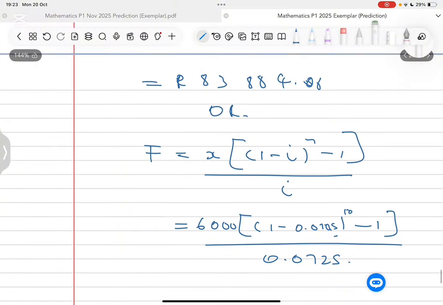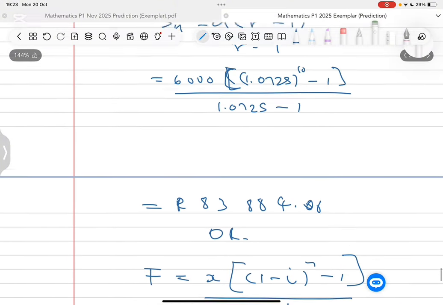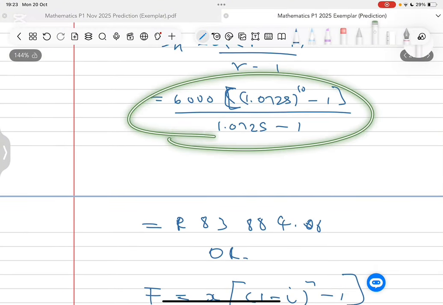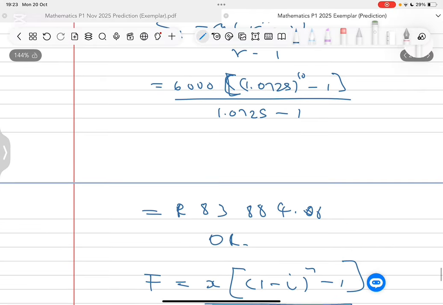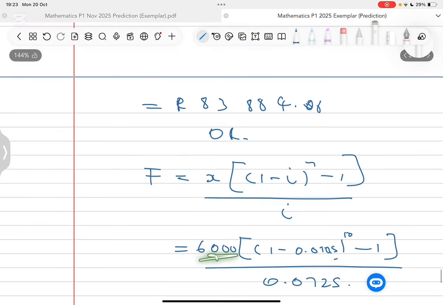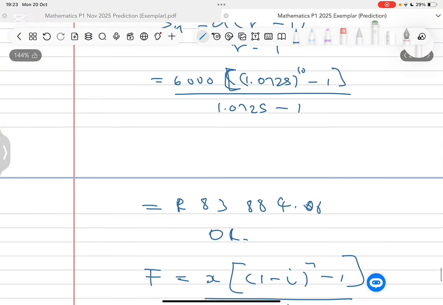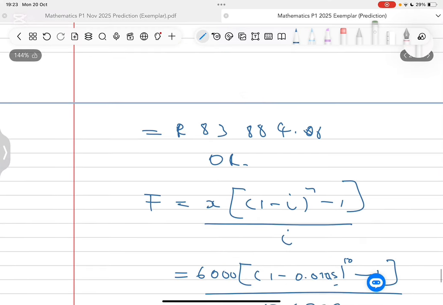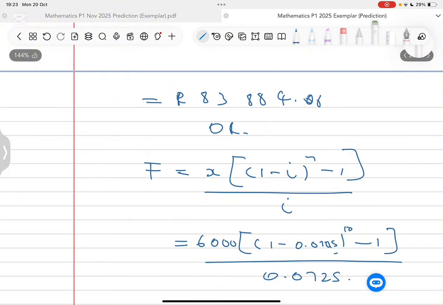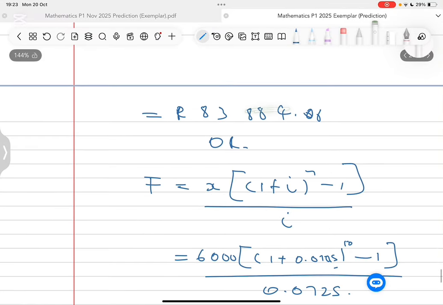But I want to show you something very interesting. If you look at the substitution that we made here and the substitution that we made here, they're exactly the same really, because here I have a 6,000, I also have a 6,000. Inside the brackets here, I have 1 plus 0.0725. Look at this, I have 1 here plus, so I made a mistake on my equation, it should be 1 plus 0.0725. You know, if you add these two, you should get this amount.